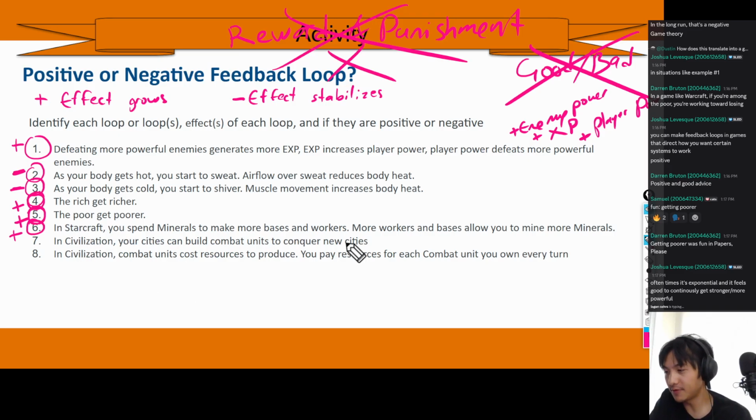So that's a positive feedback loop. What's increasing? Your mineral wealth, your number of bases, and your number of workers in StarCraft. Great.